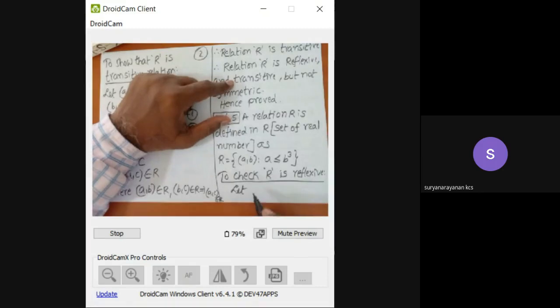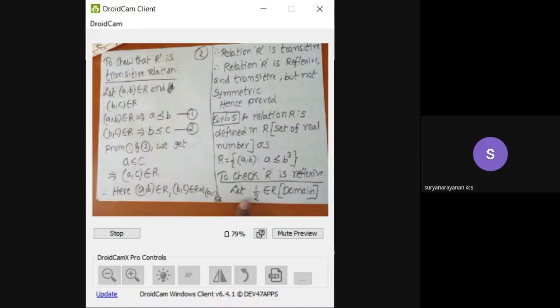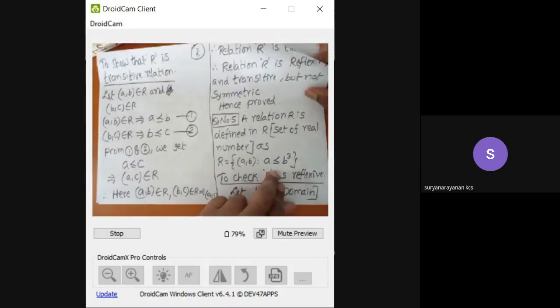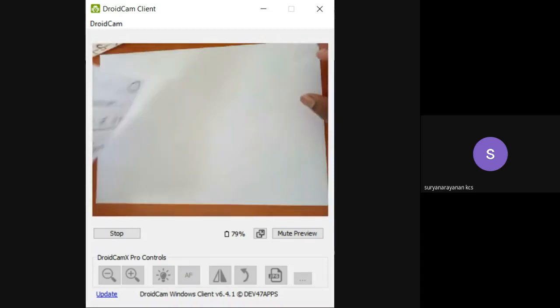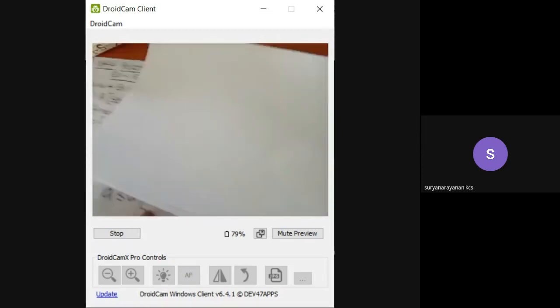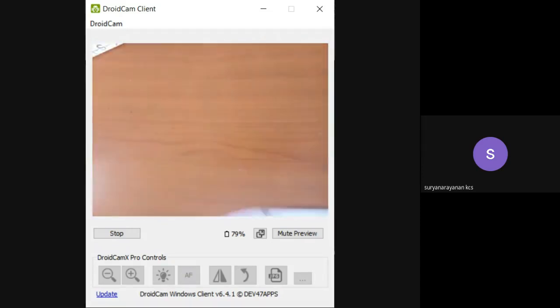Take x plus 1 by 2, right? So to disprove reflexivity, we need a counter example. I have taken a real number 1 by 2, which belongs to the real numbers. Okay, my dear children, I have taken a real number 1 by 2. Then what is the next step? We should write a statement, yes or no?